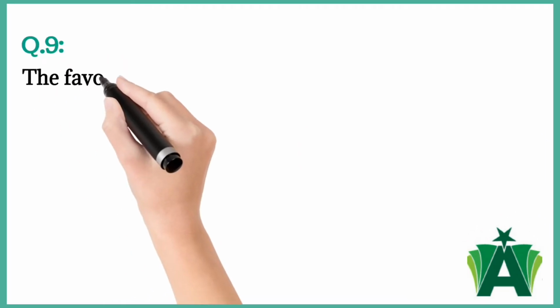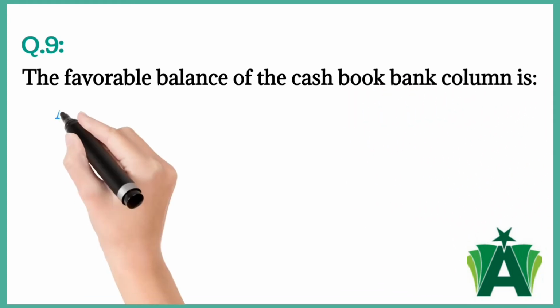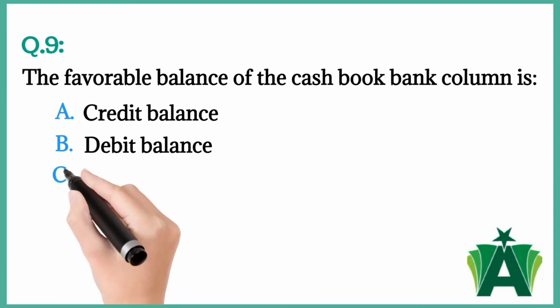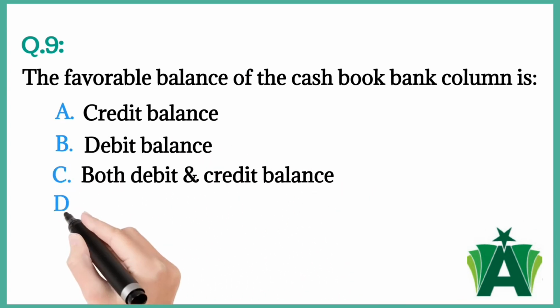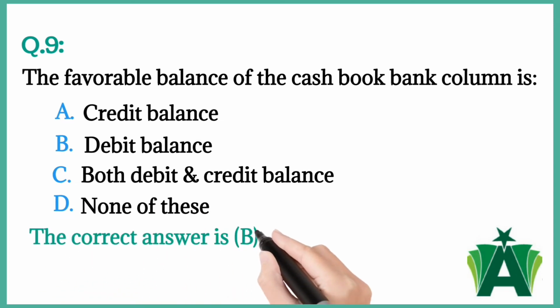Question number 9. The favorable balance of the cash book bank column is A. Credit balance, B. Debit balance, C. Both debit and credit balance, D. None of these. The correct answer is B. Debit balance.